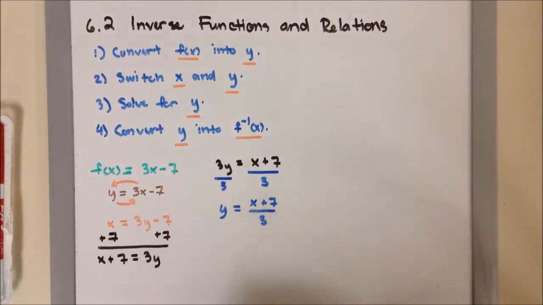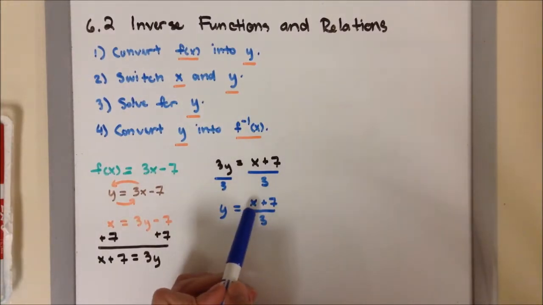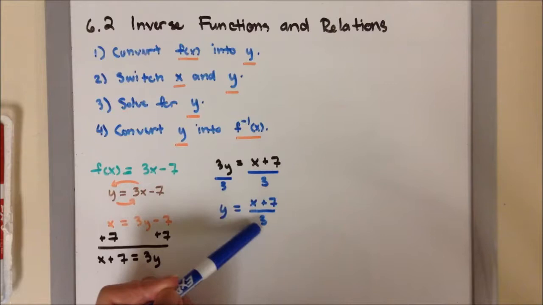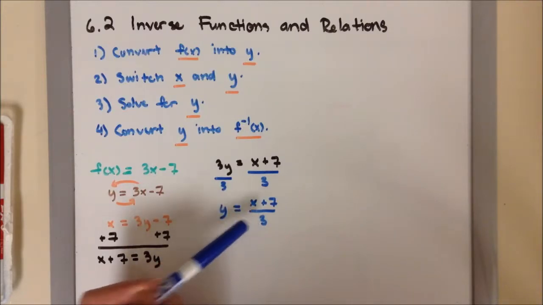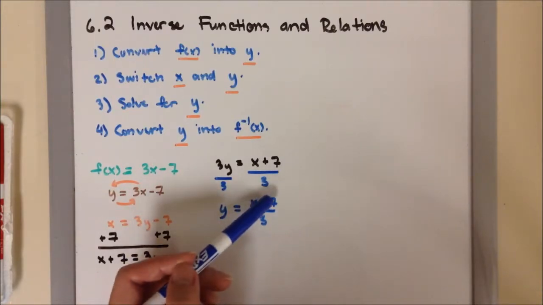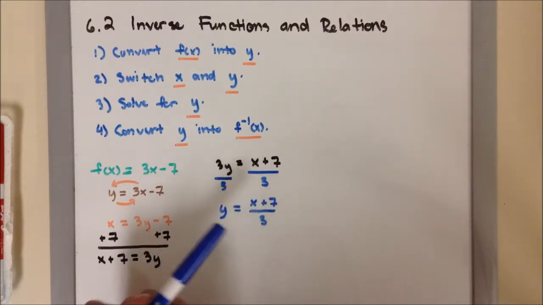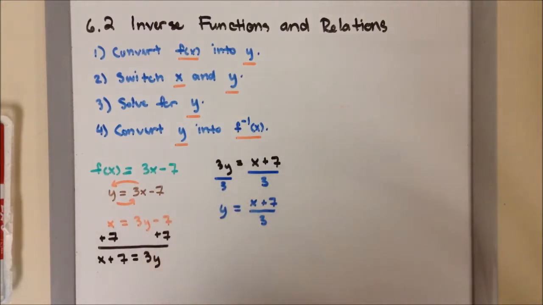Now, since I have multiple parts in the numerator and a single number in the denominator, I'm going to check if I can split this into multiple fractions. I have nothing in common between 1x and 3, and I have nothing in common between 7 and 3. So in that case, I'm going to leave it as one big fraction. I'm not going to split it because I have nothing in common from the numerator and denominator.